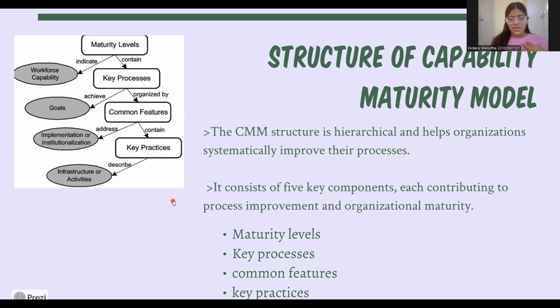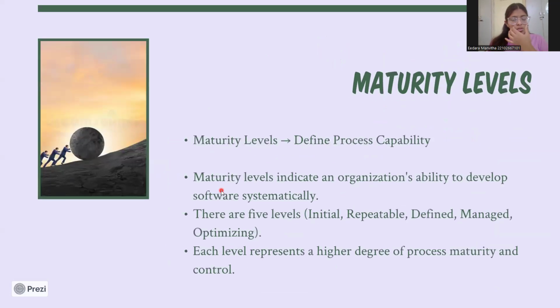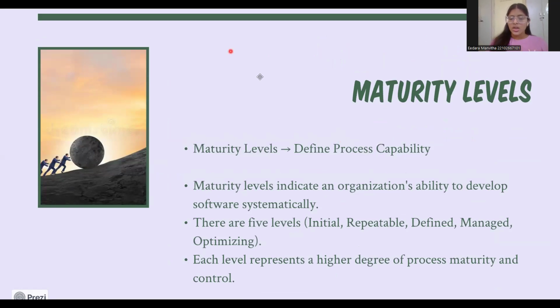So let's study each of them. Firstly, maturity levels. The maturity level defines the process capability. These maturity levels indicate an organization's ability to develop software systematically.